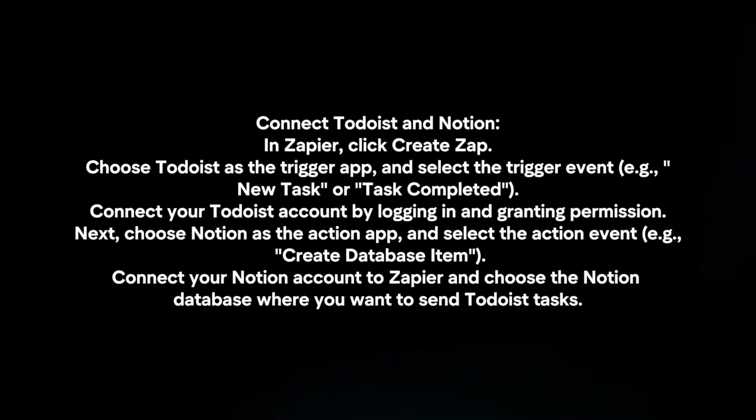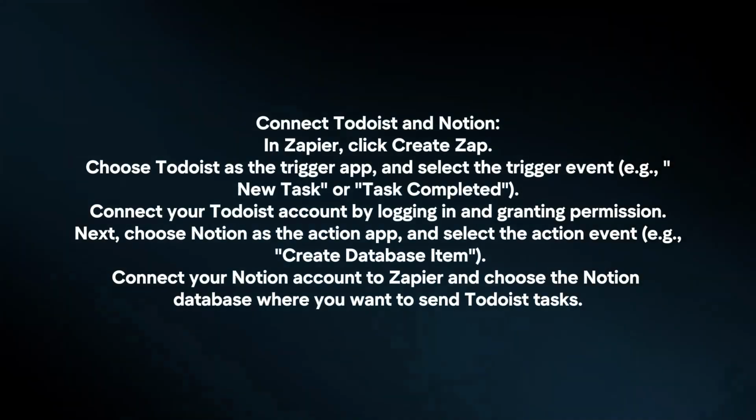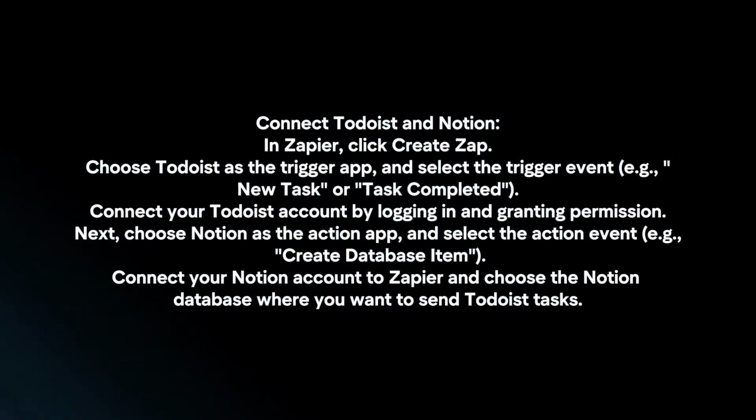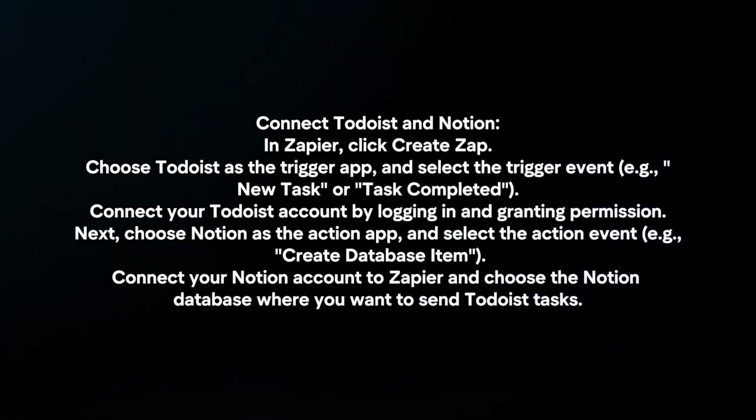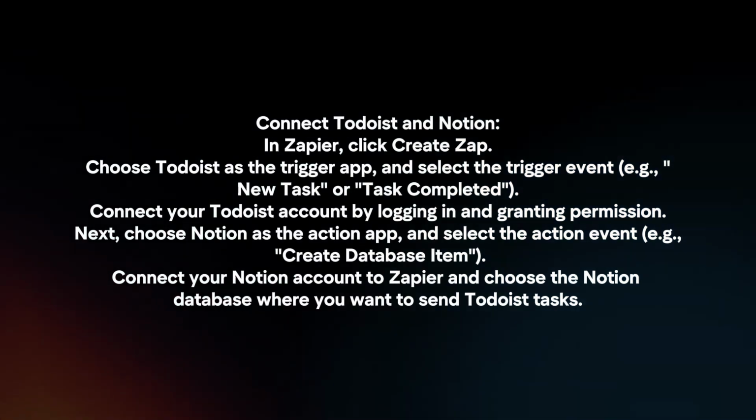Create a Zapier account. Sign up or log into your Zapier account at zapier.com. Connect Todoist and Notion. In Zapier, click Create Zap. Choose Todoist as the trigger app and select the trigger event. Connect your Todoist account by logging in and granting permission.